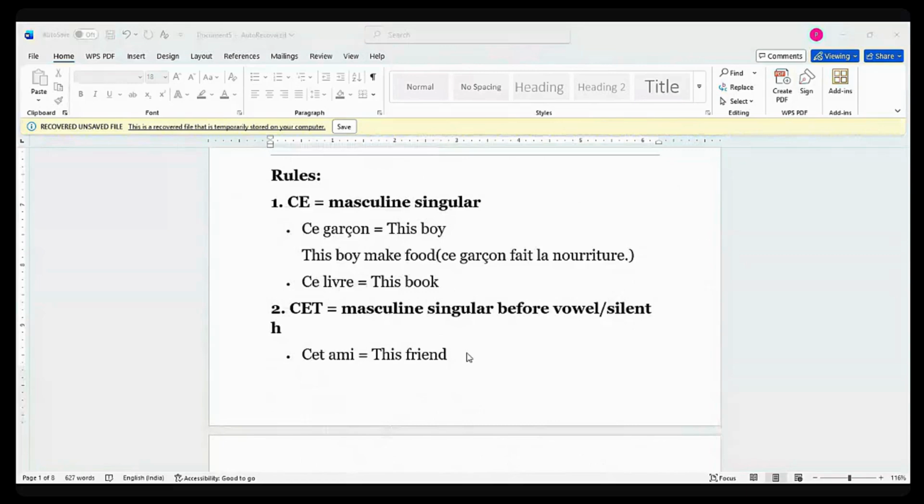CE, masculine singular, ce garçon. Ce garçon means this boy. This boy makes food. Ce garçon fait la nourriture. So we can also make this part a starting subject: this boy, this girl, this man, this woman, like this. So CE we use for the masculine part. First part, Suchit, any doubt in the first one, CE?